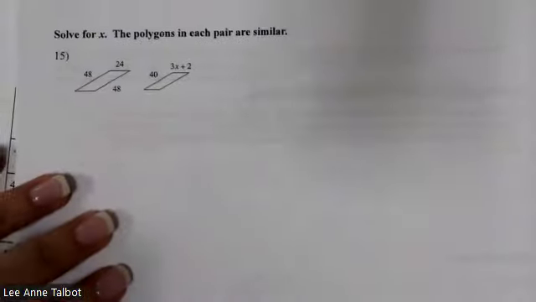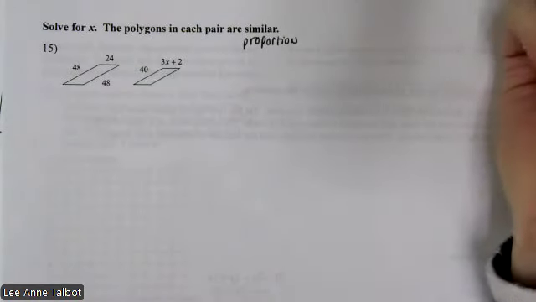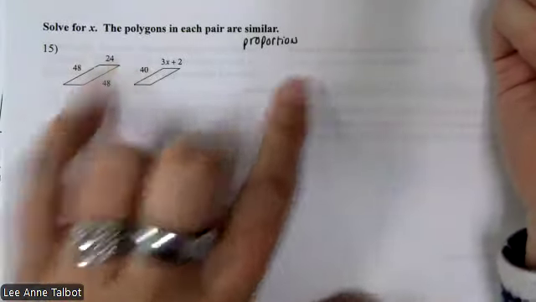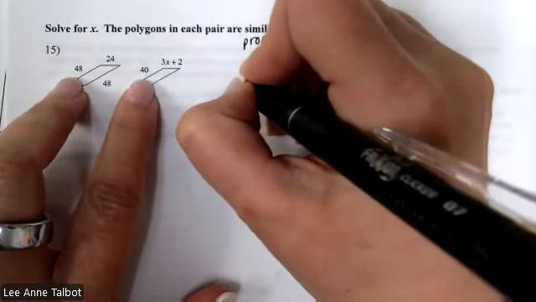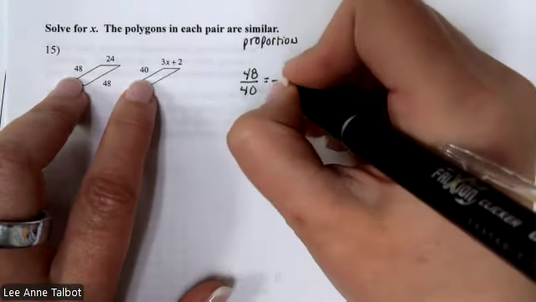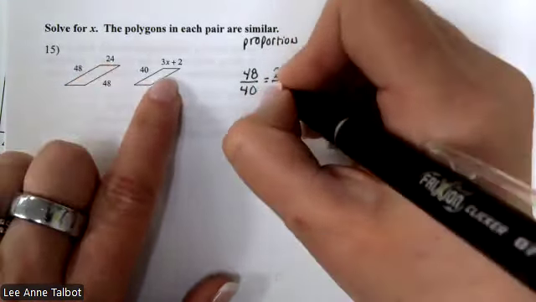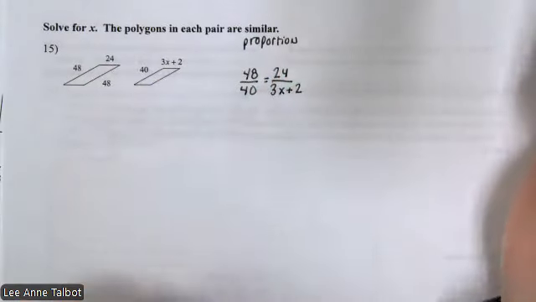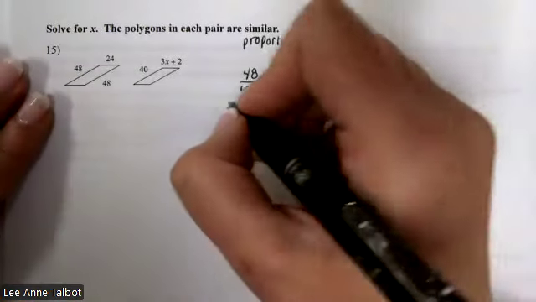Okay, last one. Solve for x. The polygons in each pair are similar. Okay, that means that you set up a proportion, or you could find the scale factor if you want to do it that way. I do it with a proportion. I'm going to start with these sides. I'm going to say 48 over 40 equals 24 over 3x plus 2. Cross multiply.